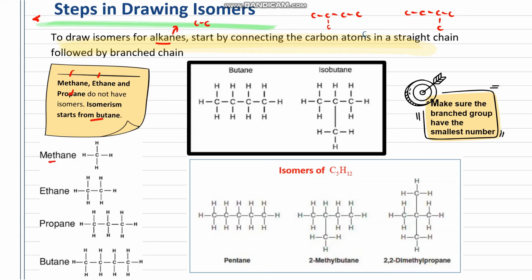This is methane with 1 carbon atom, and this is ethane with 2 carbon atoms. This is propane with 3 carbon atoms. The isomerism of alkane starts from butane with 4 carbon atoms. Here, as you can see, this is butane, and another isomer is isobutane, or in this case, we can call it 2-methylpropane.